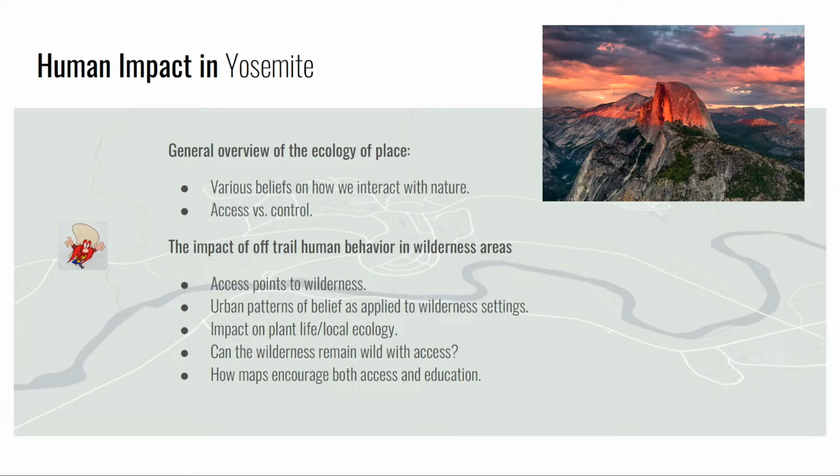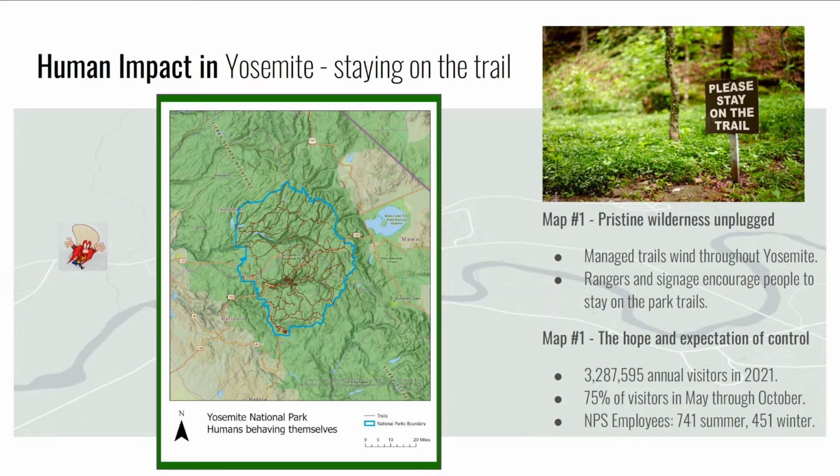The other noticeable change in Yosemite from the early days of John Muir is the human impact on the native flora and fauna. Yosemite has a magnificent series of trails throughout the park. The challenge the GIS data indicates is how best to encourage 3 to 4 million annual visitors to stay on the trails when hiking.